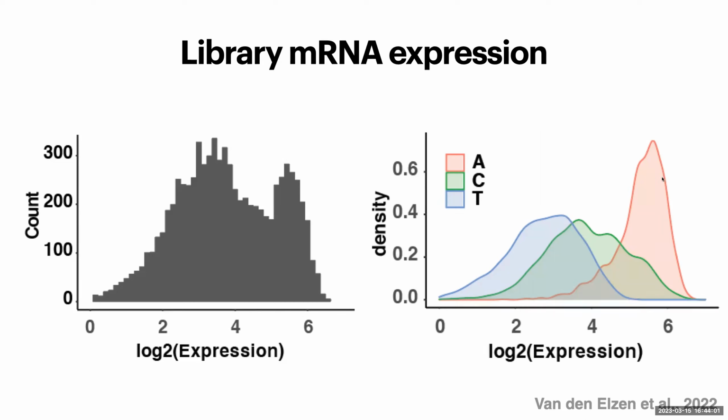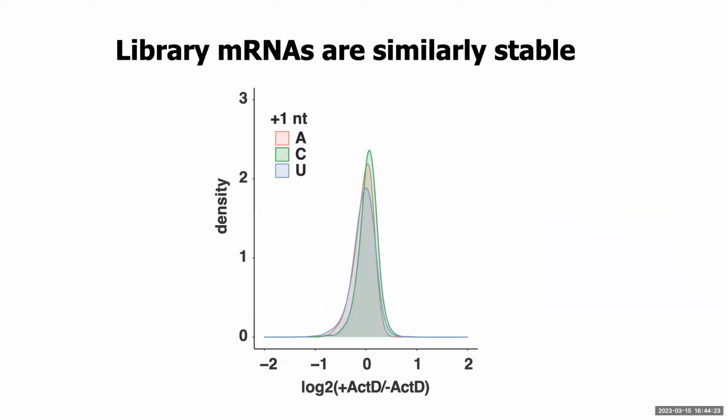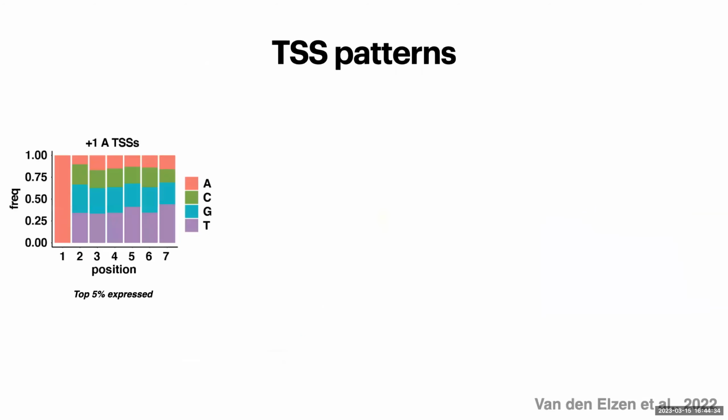What I'm showing you here in red are all of the +1 A sequences, which were more or less uniformly pretty well expressed. Conversely, RNAs that initiated with a +1 T are quite poorly expressed, while +1 C mRNAs span this whole range. We also tested whether there were any differences in stability, and there are not. So those differences in expression levels really reflect differences in transcription.